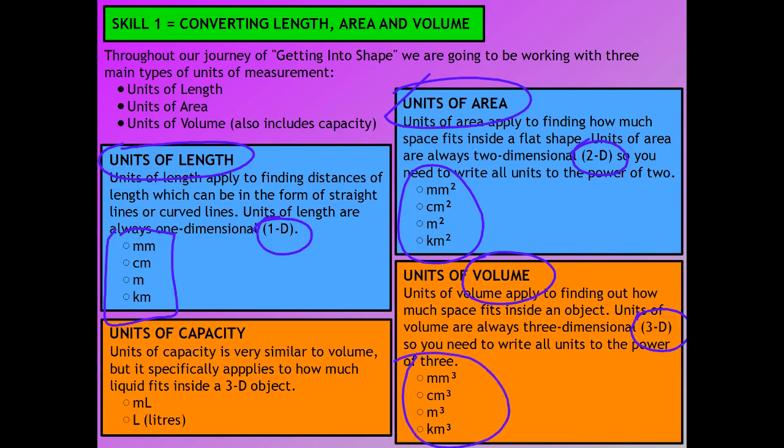The last one is capacity. Capacity fits with volume. They're very similar. Capacity just involves expressing our answers in milliliters or liters because we're referring to how much liquid fits inside an object rather than the space.